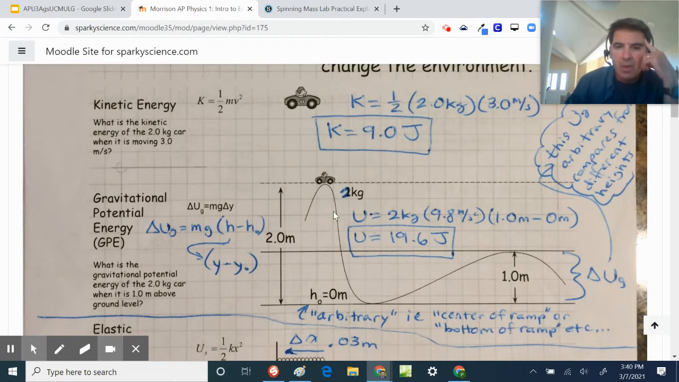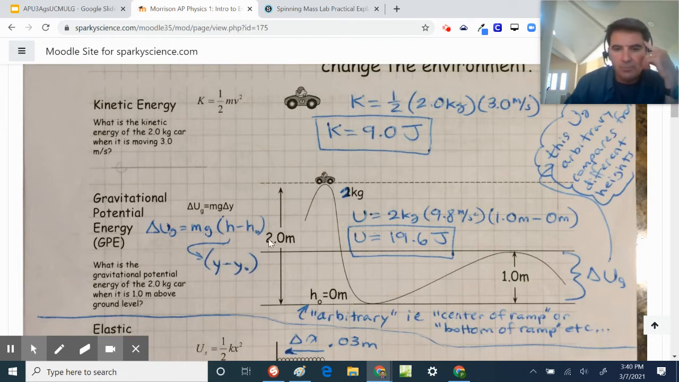And vice versa. If I go from 0 up to 1, then it's a positive 1. So it's arbitrary, meaning that the delta y really depends on where you're talking about from beginning to end. So this change in position, change in gravitational potential energy, has to do with how you're referring to it. And so mg times h minus h0, or y minus y0, or we could say final position compared to initial position.